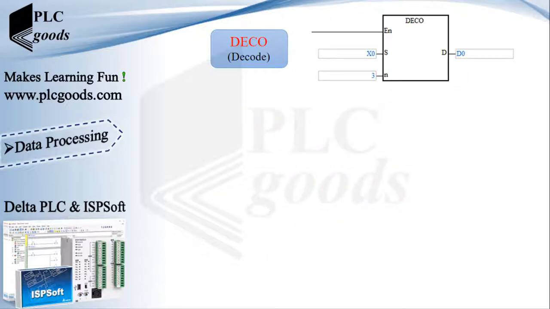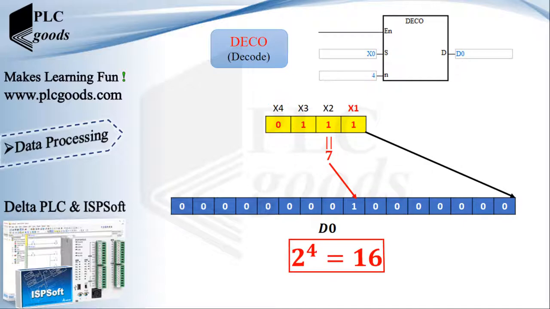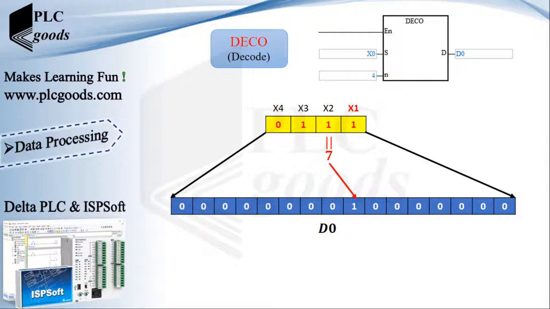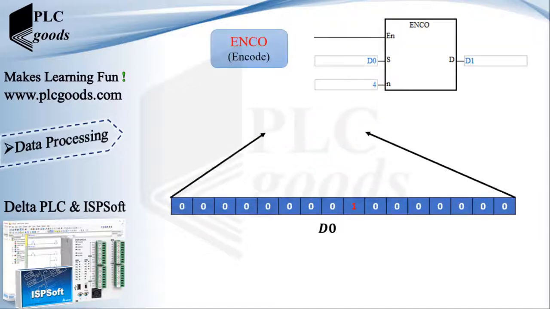Now, pay attention to this example. Here a word address like D0 is used, and N is equal to 3. So, the first 8 bits of D0 will be used. Naturally, if N is equal to 4, then X4 will be used too, and also all 16 bits of D0 for the output part. Thus, when a word address like D0 is used at the output, N can only be a number from 1 to 4. Alright, the next instruction, encode, works inversely. It gets some bits, and stores a number on the selected location of the PLC memory.